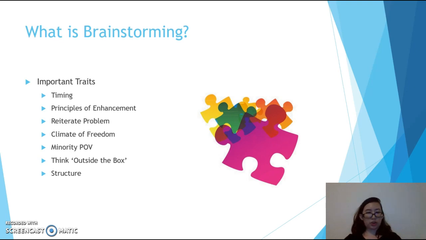Lastly, you want structure. You want to have your brainstorming structured out with organization. One suggestion is to have pros and cons separated, and that way you can help direct the focus of the discussion.